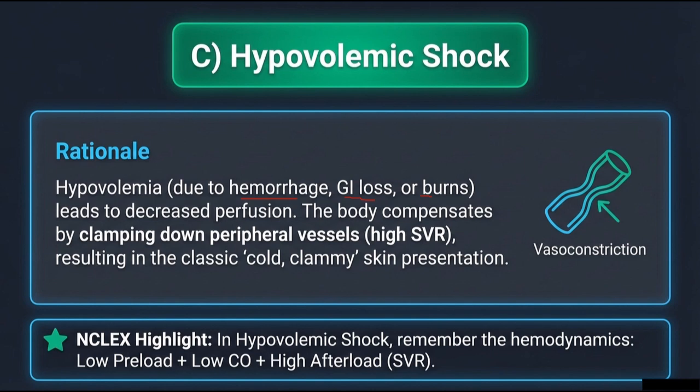NCLEX highlight: in hypovolemic shock, remember the hemodynamics: low preload, low cardiac output and high afterload. High afterload means systemic vascular resistance will be increased. So low preload plus low cardiac output plus high afterload suggests hypovolemic shock. So here the patient is having hypovolemic shock, right?